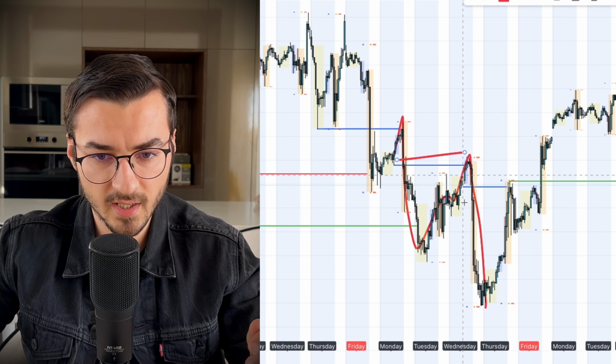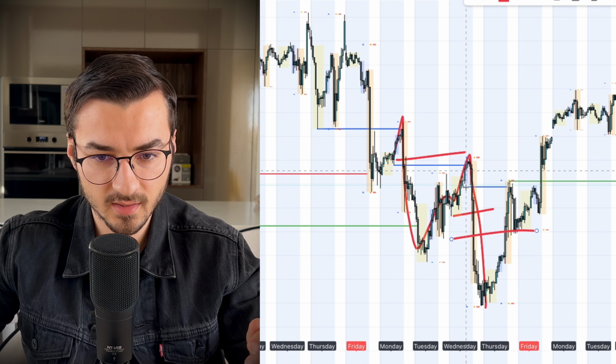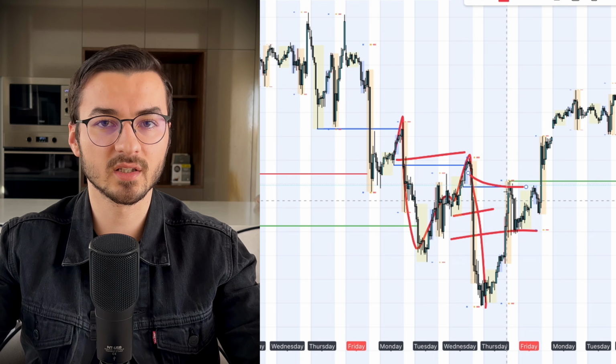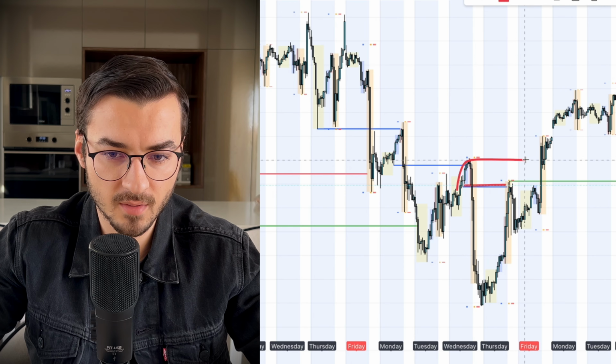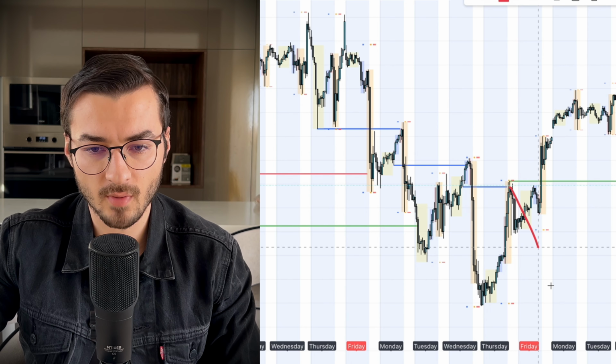Can be this one right here, could be this one right here, this one right here. There's multiple structures inside the same structure because market is fractal. The same way I do this one right here, you could also increase the time frame and have an order block here.